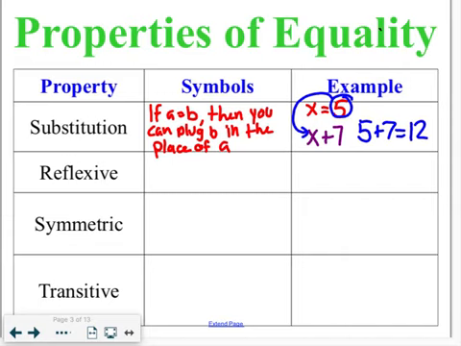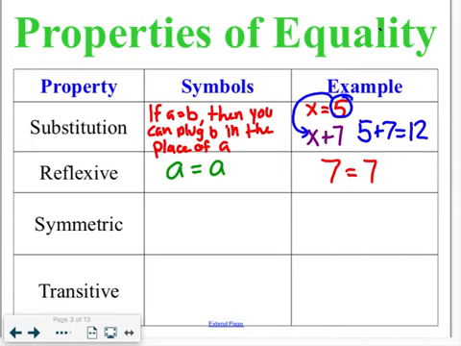The reflexive property, one of my personal favorites, says that a number is equal to itself. Shocking information, but that's something that we have to be able to use throughout our mathematical education. So that would be saying 7 is equal to 7. Again, I know something super exciting and mind-blowing, but we just want to be able to put a name to it.